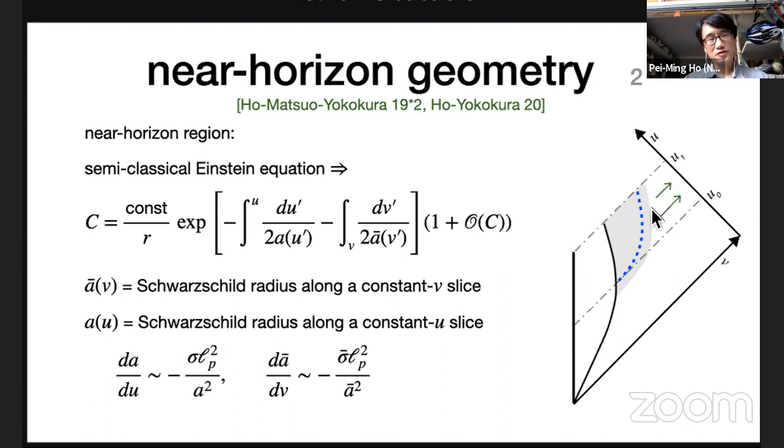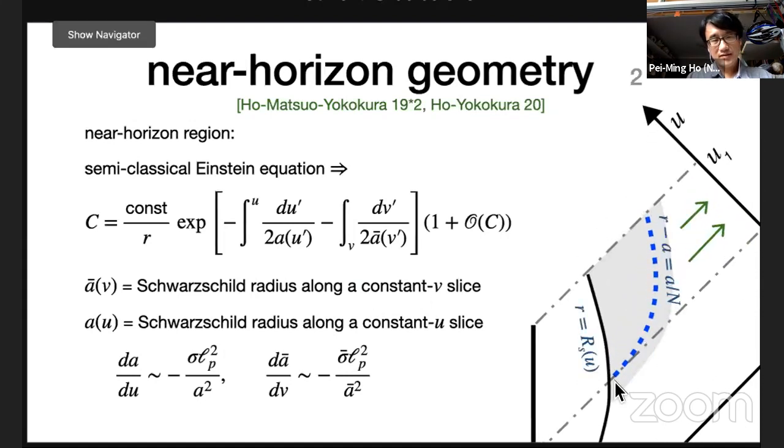On the other hand, they cannot be too different either, because just outside the near horizon region, the Schwarzschild approximation should be good. And we know, as an order of magnitude estimate, dA over dU is proportional to the Planck length over Schwarzschild radius squared. A and A bar are supposed to be of the same order of magnitude. They're supposed to be very close. So we're studying this near horizon region with the boundary given by r minus a equal to a over n, and also the surface of the collapsing matter.